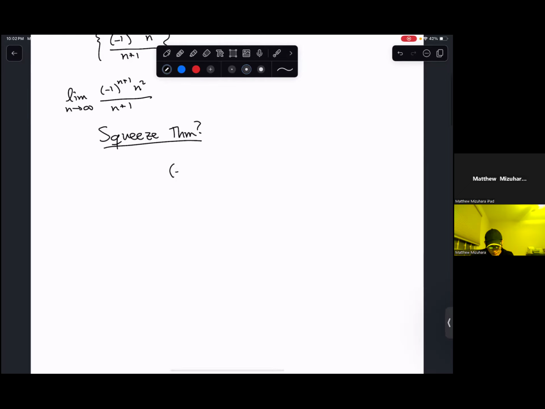Remember the idea here is I'm going to have my original sequence, the one I care about. I'm going to try to squeeze it between two other sequences, which are hopefully easier. The problem point is this negative 1 to the n plus 1. And so the thing that I'm going to bound above it, I'm going to say it's less than or equal to something easier. Well, the easier thing to do is just make all of these plus ones. In class, we said just take the absolute value, make all of these plus ones. And so this will become plus 1 times n squared over n plus 1.